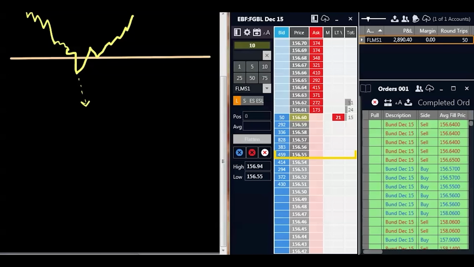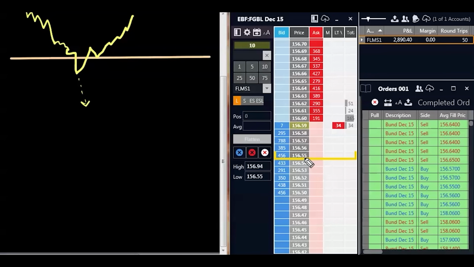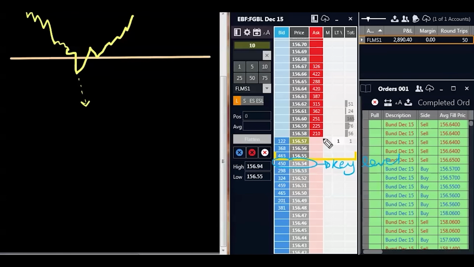Okay, so as you can see, we're trading 156.60s. The key level that we're looking at is actually just below the low of the day at 156.54. Seems this happens way too often. 156.54 is our key level. And that's what we want to be looking at now, price action wise. So we can see the market coming towards this level now.